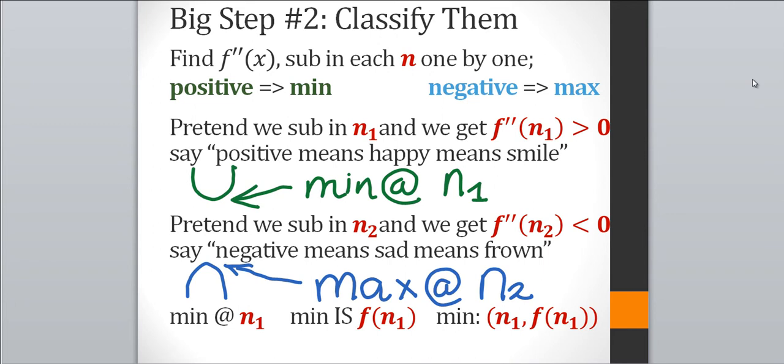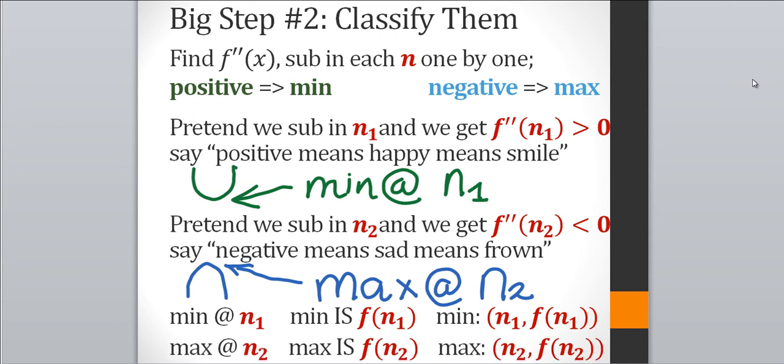And then another thing they could ask for is the coordinate of the minimum. Then the coordinate would be the x value and the y value. The x value is n1, and the y value is what you get when you sub n1 into f. So again, be clear where the minimum is at and what the minimum is. And it's exactly the same for n2. The maximum is at n2, the maximum is f of n2. That's what you get when you sub n2 into f. And if they ask for the coordinate, it would be n2, f of n2.